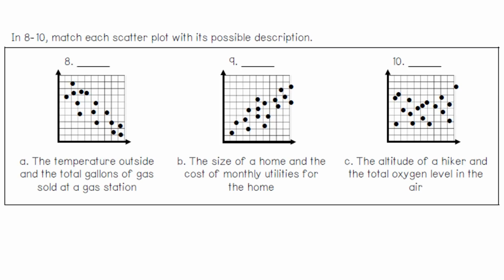So starting with letter A, if the temperature outside is increasing, so that means it's getting hotter, then what happens to gas at a gas station? Well, gas stations don't care about how hot it is outside. They sell gas in the winter and the summer and the spring and the fall. So that would be no association, which would be representative of number 10 because those points are scattered randomly across the graph.